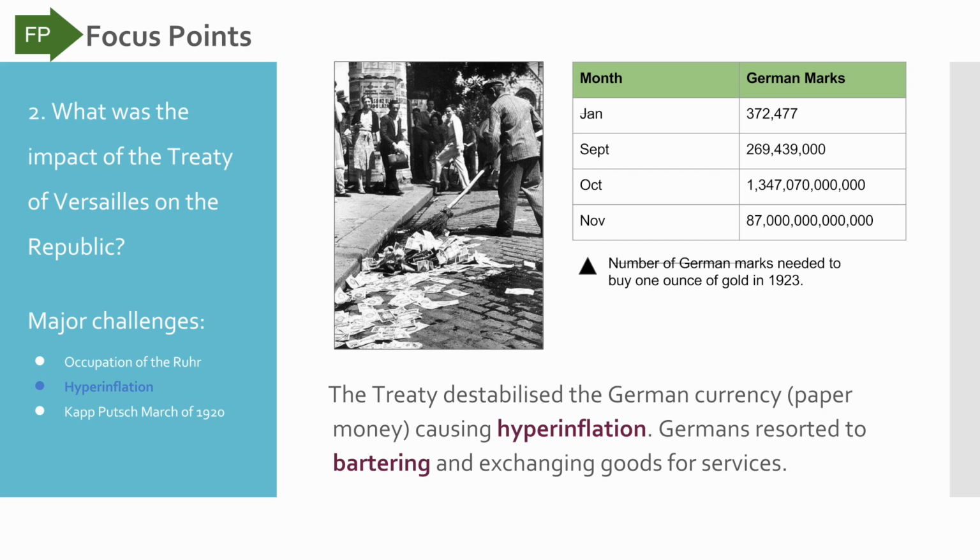We've talked about this a little bit, but let's elaborate a little bit more. In the top right-hand corner, there's a nice chart which talks about how money essentially became worthless. So, how many German marks, marks is essentially the denomination of German money, were needed to buy 1 ounce of gold? In January of 1923, it was 372,000 marks. By September, it was up to 269 million marks. And then just 2 months later, it's essentially 87 trillion marks.